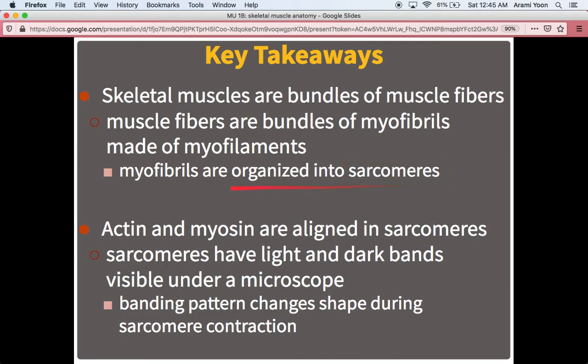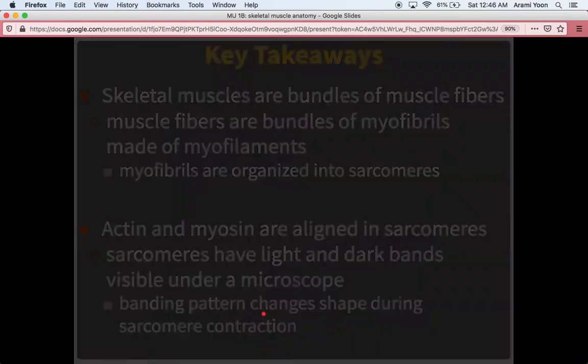the magic happens. So the actin and the myosin, which are the two myofilaments, are aligned in sarcomeres in a way that makes them have light and dark bands that are visible under a microscope. The light bands are where you have just actin, and the dark bands are where you have just myosin. I'm sorry, the dark bands are where you have actin and myosin. And the banding pattern changes shape during sarcomere contraction, where the H zone shrinks when the sarcomere is contracted, and it expands when the sarcomere is relaxed.